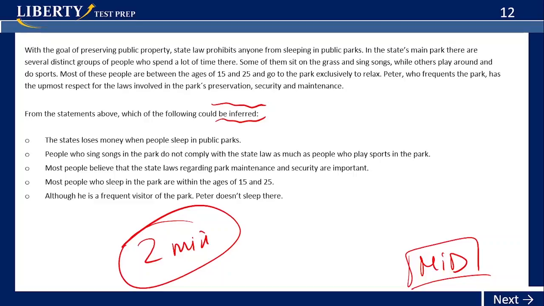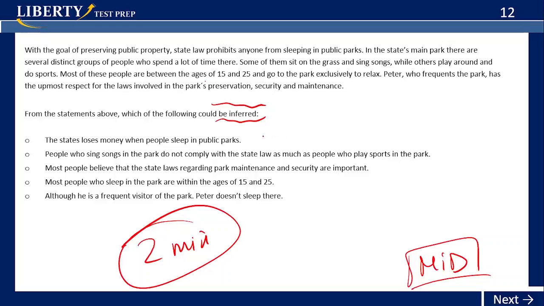Now, what can we infer from here? We've got several sentences, actually 1, 2, 3, 4, 5 sentences, and we can combine any of them. We can combine the first one with the second one, the first one with the third one, the first one with the fifth one, etc. So there are tons of combinations possible.